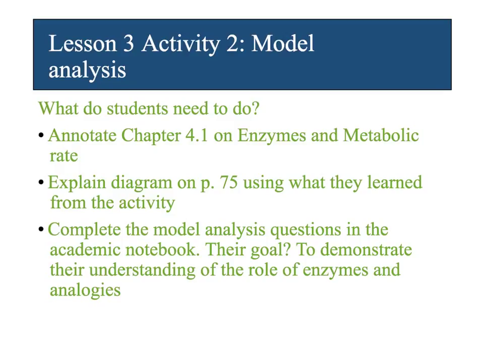Once they've finished reading and annotating, what they want to be able to do is explain the diagram on page 75 using what they learned from the activity. So they're going to be thinking about what they know about the role of enzymes and substrates in a chemical reaction as they read and understand that diagram. Once they're done with that, they'll complete the model analysis questions that are in the academic notebook. So their goal here is not just to fill in the blanks, it's to demonstrate their understanding of the role of enzymes and analogies in science.